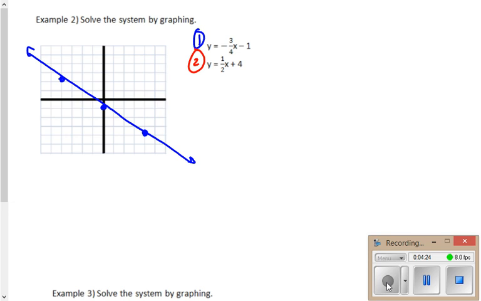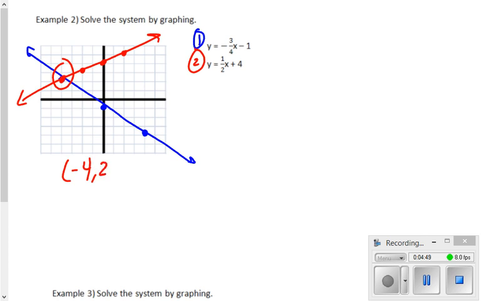Second example, plot my intercept of 4, and then I would go down 1 over 2. Make sure that line is increasing, down 1 over 2. You can keep using that slope, up 1 over 2. Construct that linear line, and we have found our solution. That solution there, you write it as an ordered pair, so my answer is -4, 2.